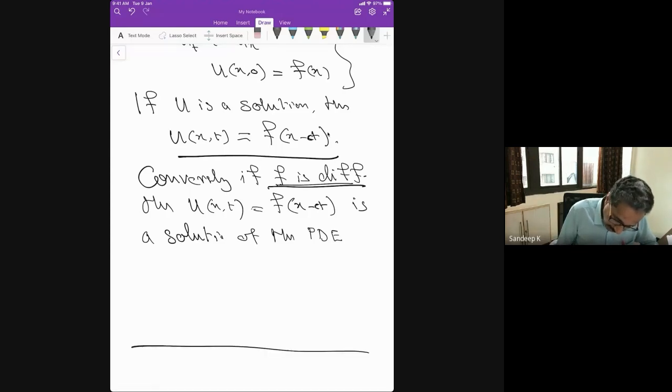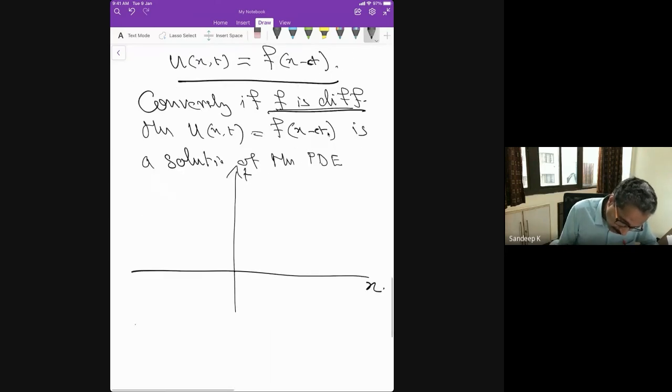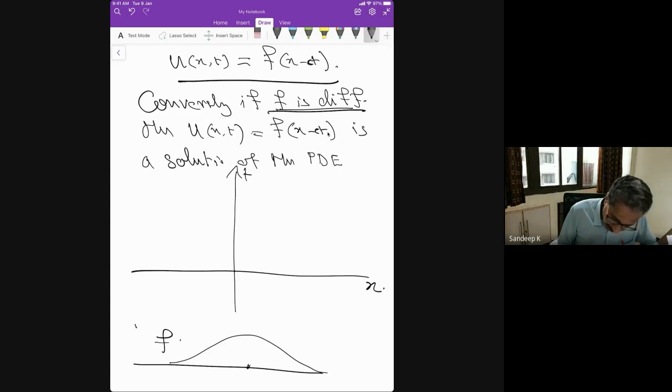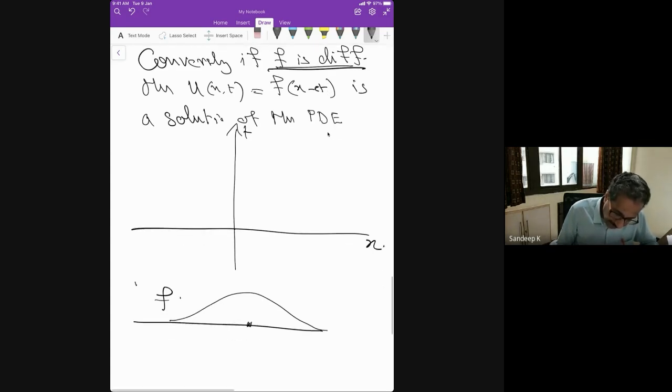This is my x-axis and this is the time axis. At time t equal to zero, suppose my f(x) looks like this. Suppose this is the graph of f. And then this is how u(x,0) looks.